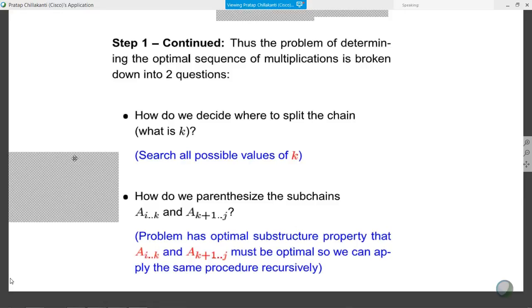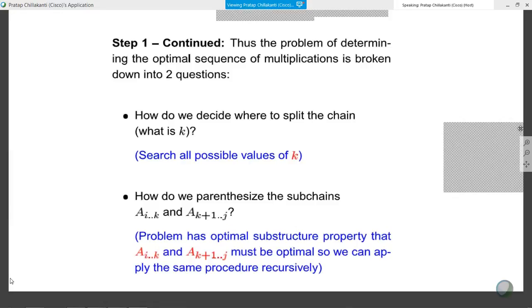Now, what is this theory here? So determining the optimal sequence is broken down into 2 questions. What are the 2 questions that we should ask? How do we decide where to split the chain? Meaning, what is that k value? Once I know the k value, then you will have 2 main things.